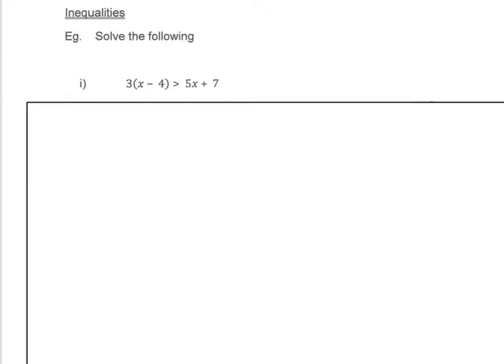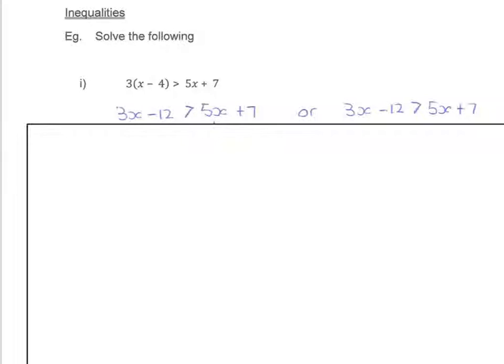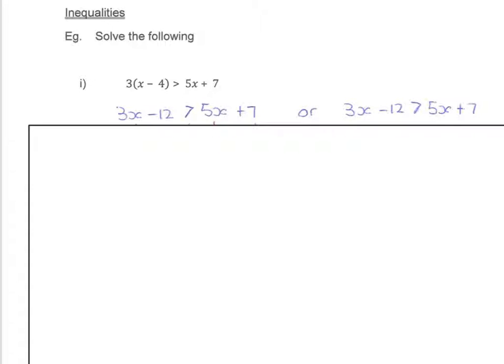Okay, first thing I would do, if we look at the first example, we've got 3 lots of (x minus 4) is greater than 5x plus 7. Brackets first: the first thing we need to do is expand the brackets. So when we expand the brackets, we get 5x minus 12 is greater than 5x plus 7. Now there's two ways of going about solving this. I'm going to just talk through both of them quickly for you. Again, it doesn't matter which way you do it, it's personal preference.